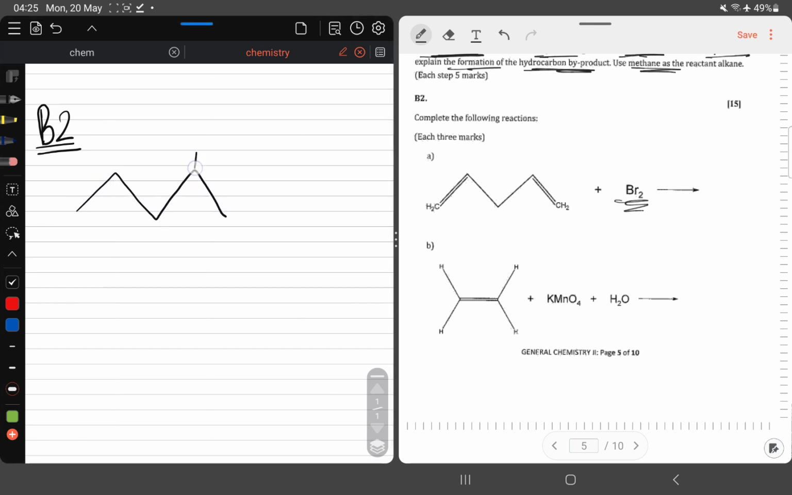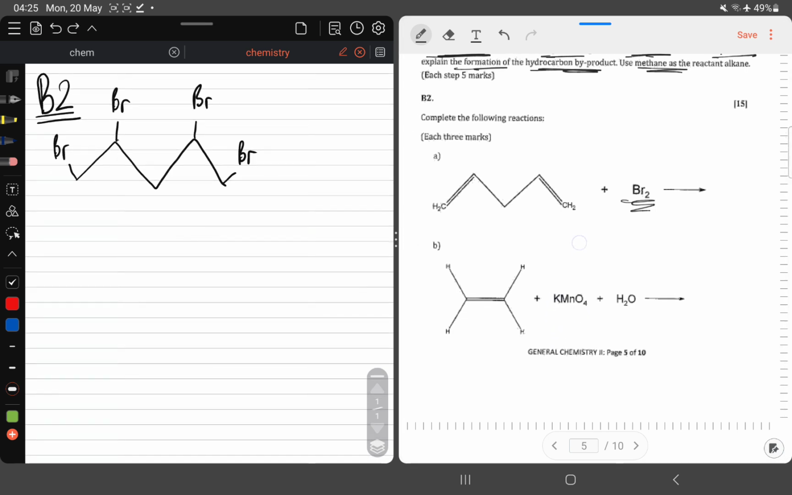And I know that here there's going to be a bromine. And here again, there's going to be a bromine. And here there's going to be a bromine again. And here I'm going to have a bromine again. Okay, because the double bond that was here splits up, we get bromines. Here it splits up, we get bromines again. So that's going to be your product.